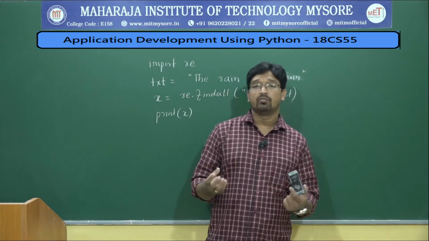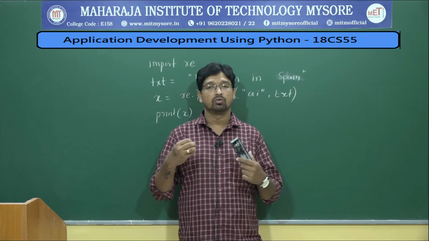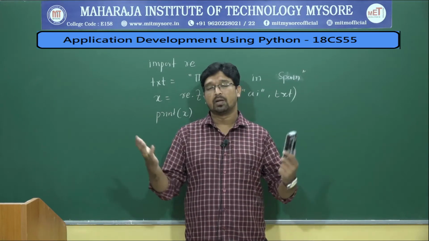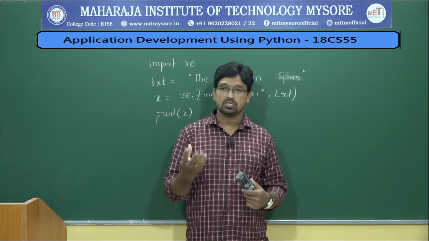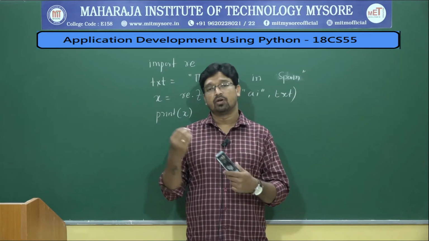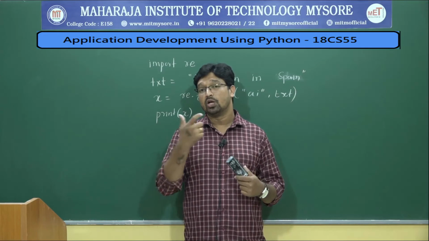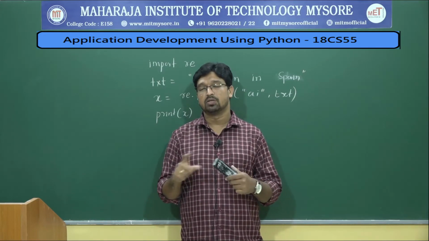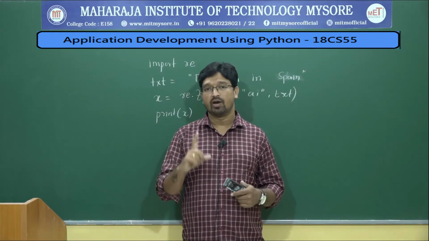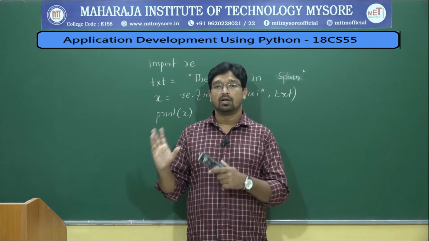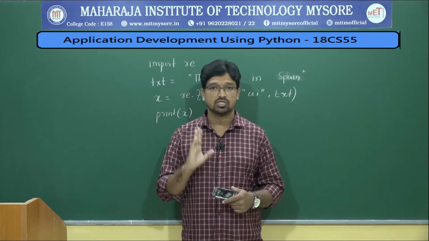So what if you have more than one match? Let us say you want to search for Mysore in a particular paragraph, and Mysore appears many times. How do you search? Using the search method, you will get only the first occurrence of Mysore. Even though there are many occurrences, it will find only the first one. That is the drawback of search.